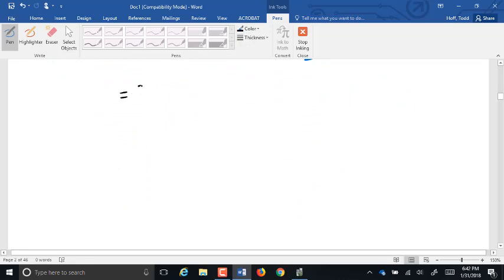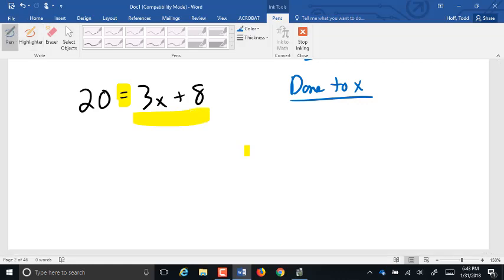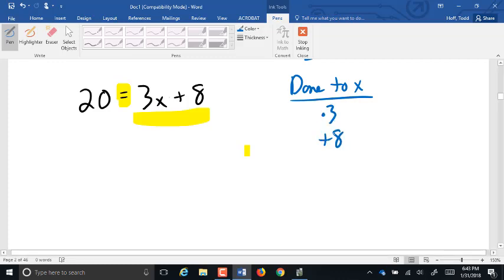So let's try 3x plus 8 equals 20. We'll do this part one more time. What was done to x? What was done to x to build this equation? It's been multiplied by the 3 and 8 has been added to it.